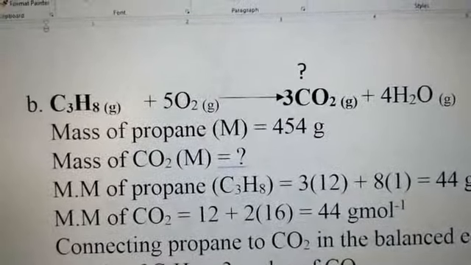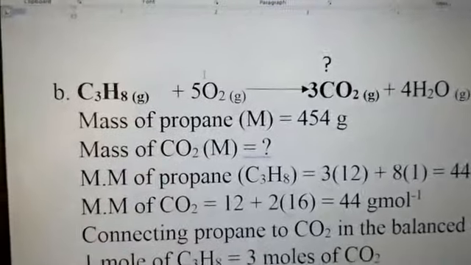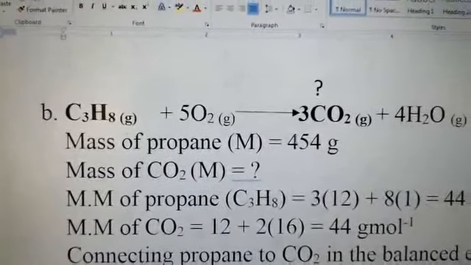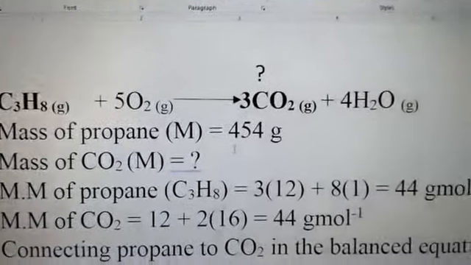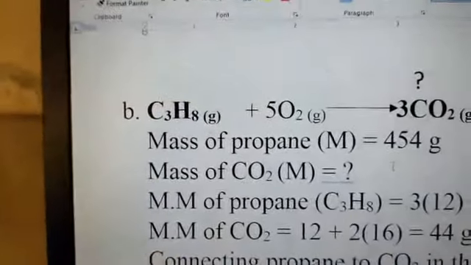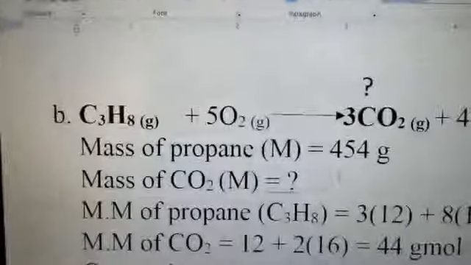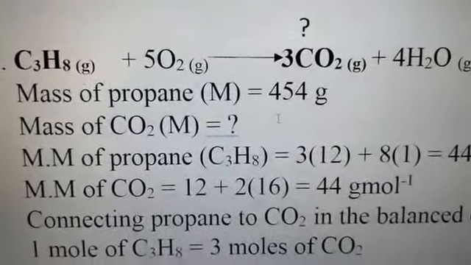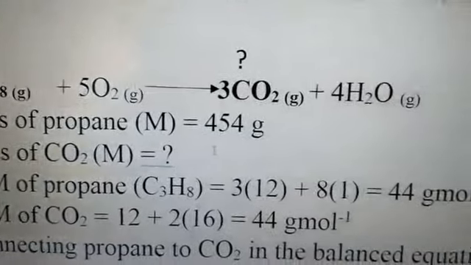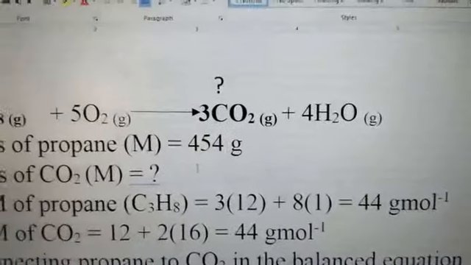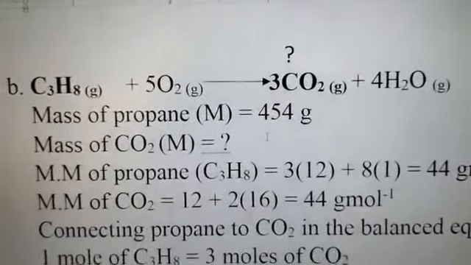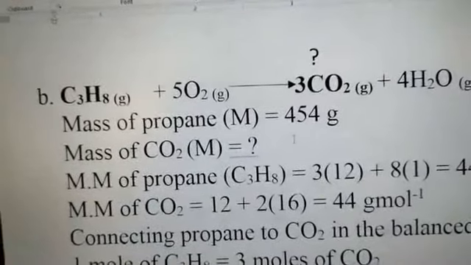We'll go to question 2. Question B. We are asked to find the mass of carbon dioxide produced from the same reaction between propane and oxygen. Propane remains the known substance because the mass of propane, which is 454 grams, was given to us in the question. While now the unknown is no longer oxygen, the unknown is now carbon dioxide, CO2, which we're looking for. There's a question mark on it.